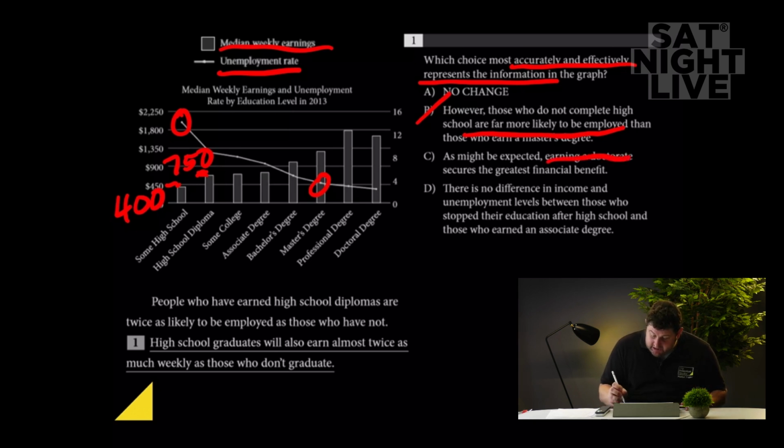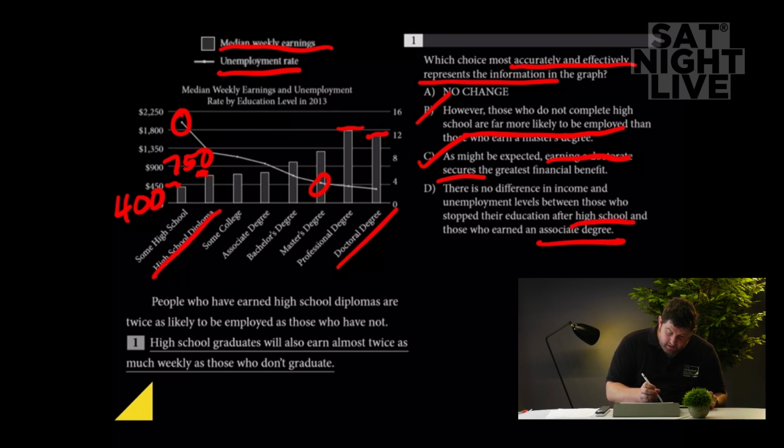C: earning a doctoral degree secures the greatest financial benefit. But if I find doctoral, they are not the highest amount of money. That would be a professional degree. That's out. And D: there's no difference in income or unemployment levels between those who stop after high school and those who earned an associate degree.